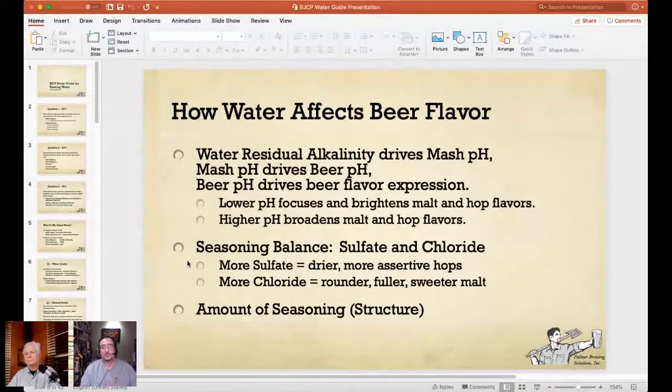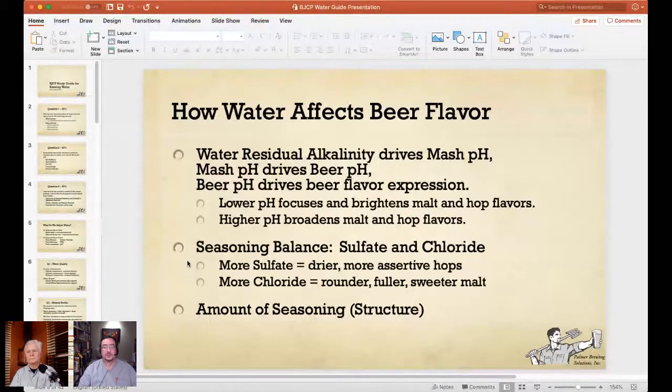And this is especially something you can perceive if you're drinking, say, a malty or a dark beer, like a porter that has 2, 3, 4 specialty malts in it. A little higher beer pH in a dark beer like that tends to open up that malt character a little bit and allow you to taste each of the different specialty malts. So lower pH tends to focus malt flavors, higher pH tends to broaden malt flavors. Okay, that's beer pH flavor expression.